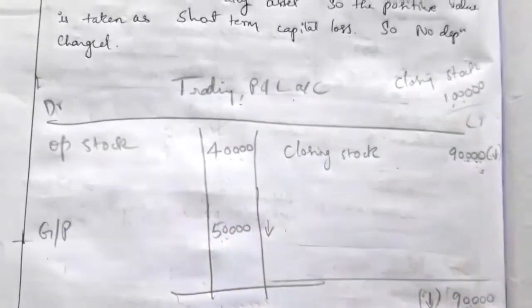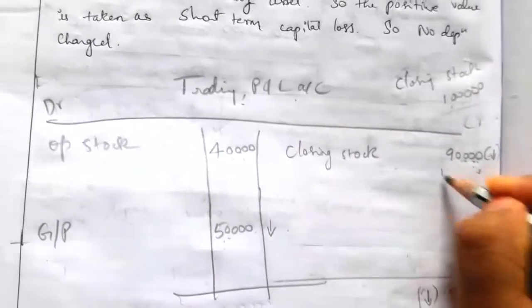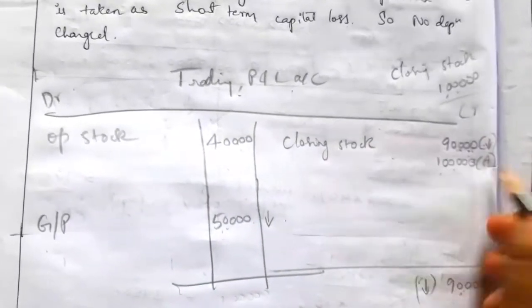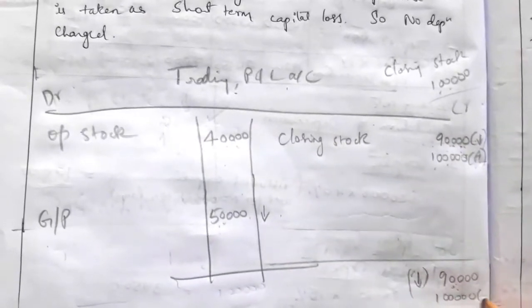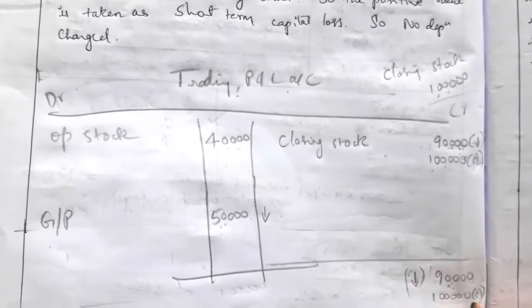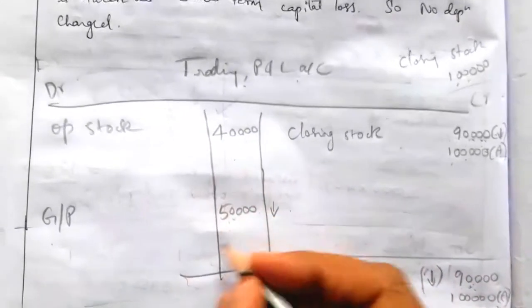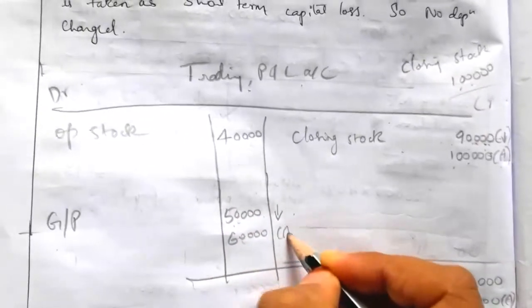If we record the actual closing stock, instead of writing 90,000, that is 1 lakh, our total also shows the actual, 1 lakh. When we deduct 1 lakh minus 40, our gross profit shows 60,000. So this is the actual.